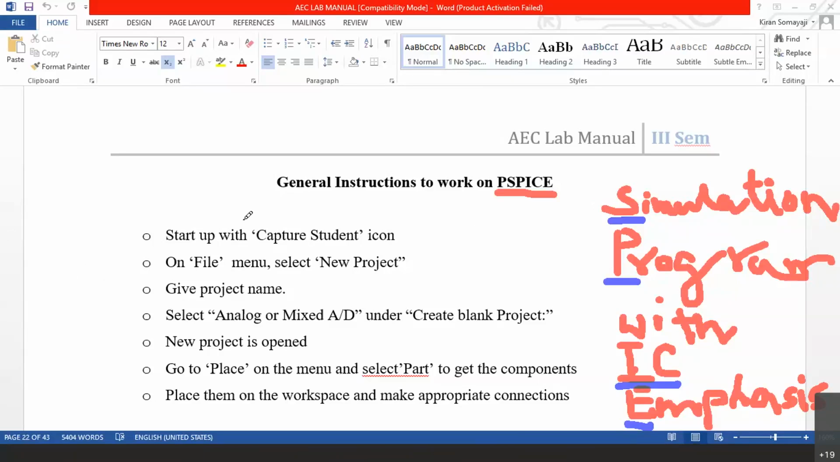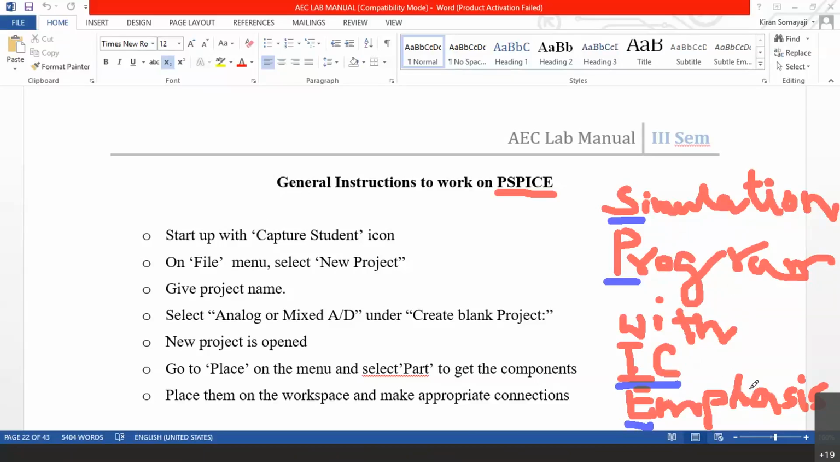So here, simulation program with integrated circuit emphasis. The meaning of simulation is verification of the functionality without having a physical device. Now this is a program, that means it is a software, a computer program. And it is with IC emphasis, integrated circuit emphasis.